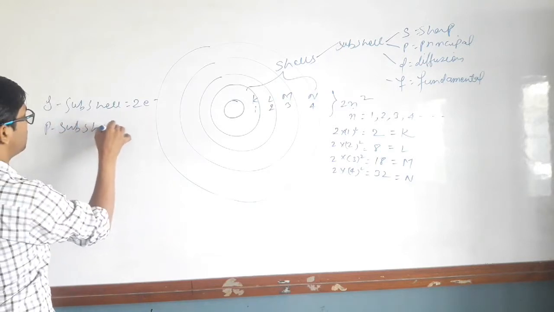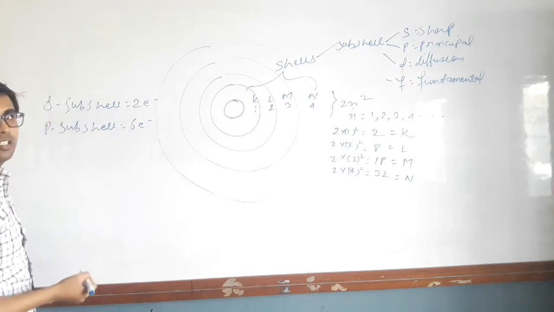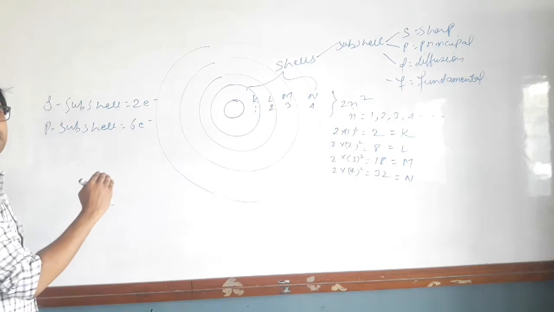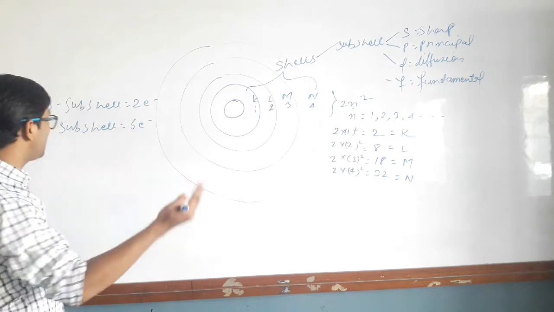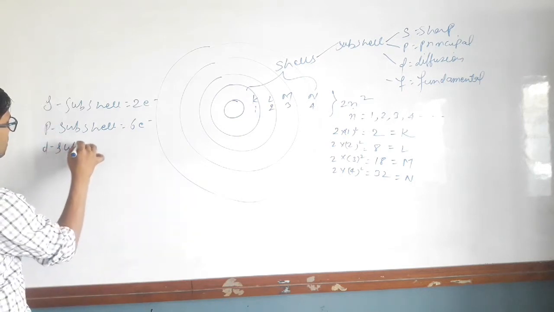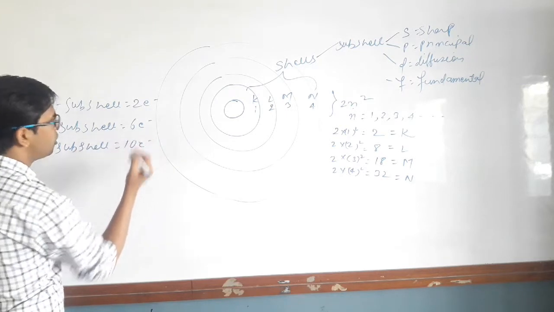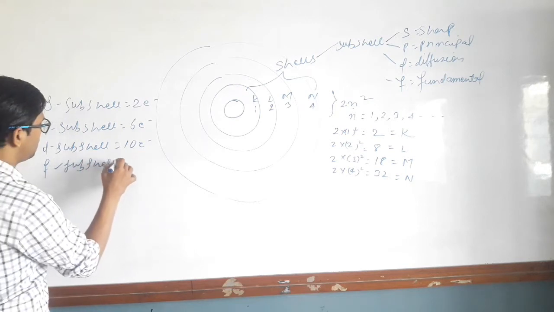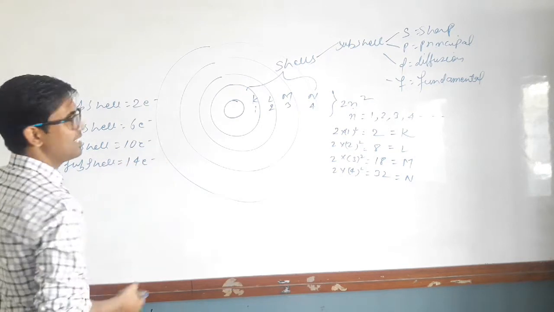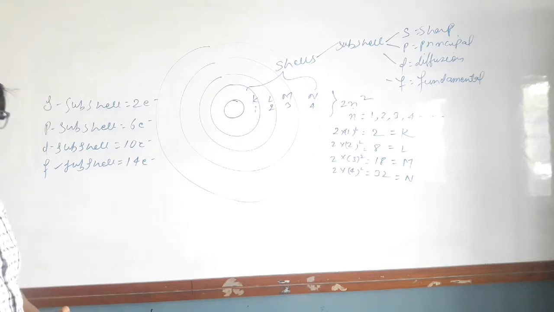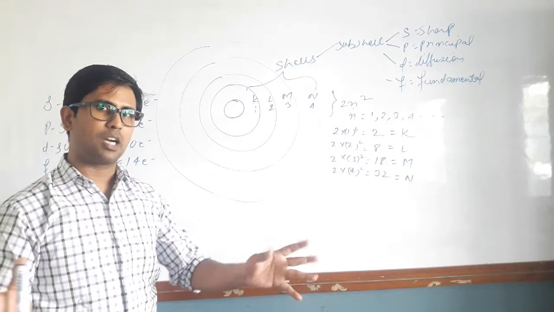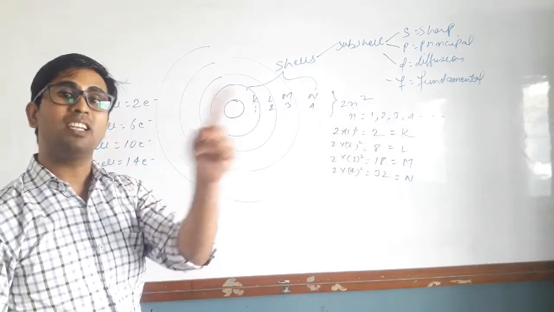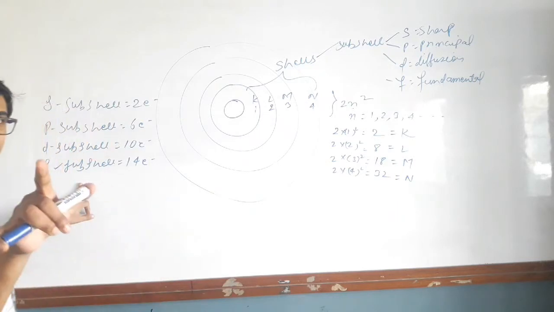In the P subshell, 6 electrons can exist. No more than 6 electrons can exist in the P subshell. Yes, less than 6 is possible, but no more than 6 electrons. In the D subshell, 10 electrons can exist, and in the F subshell, 14 electrons can exist. Actually, if you see the periodic table, there are 4 blocks: S block, P block, D block and F block, which I told you in the last class, in class 8.